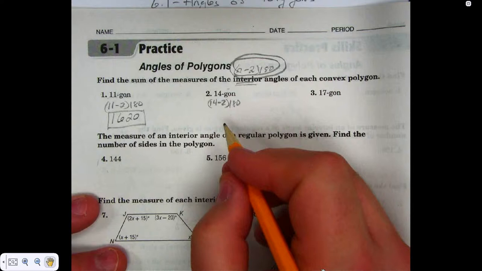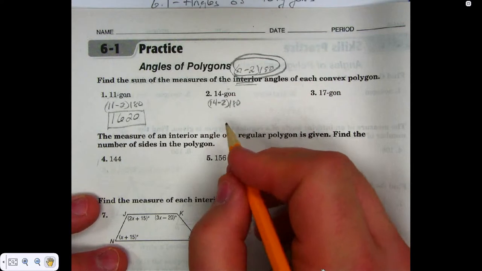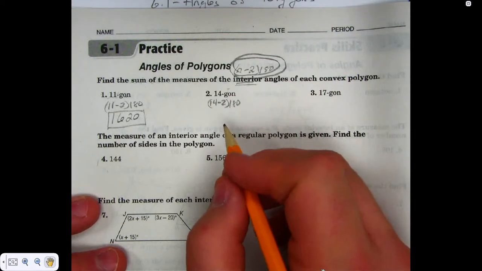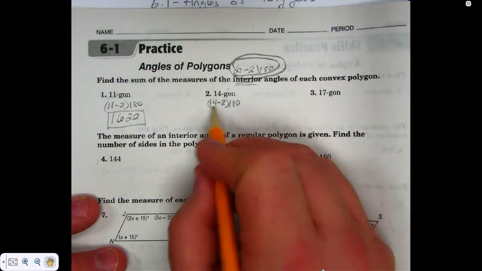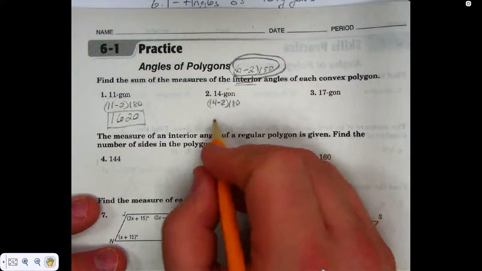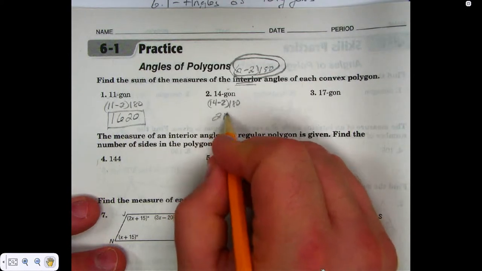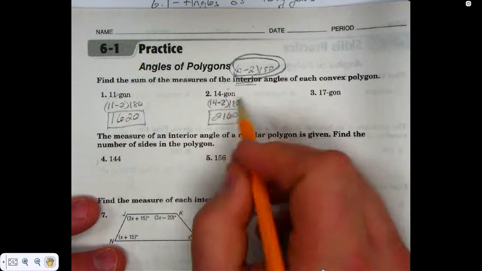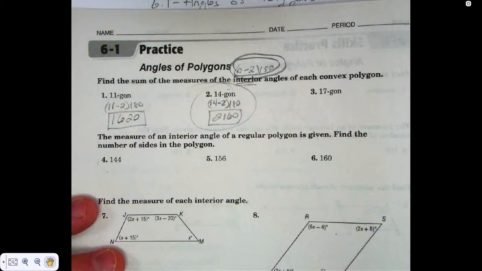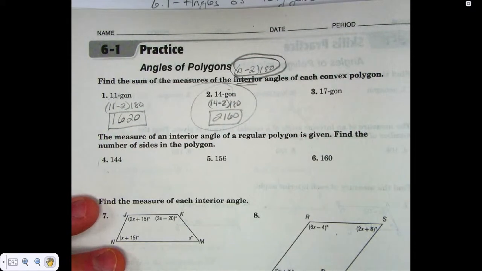Back in the old days, I didn't have to explain why so much, but it seems like you guys really want to hear it, so I'm telling you why. I want to see you write this down over and over again. Now, what is 12 times 180? This is how it should look on your paper. And that's pretty easy, isn't it?